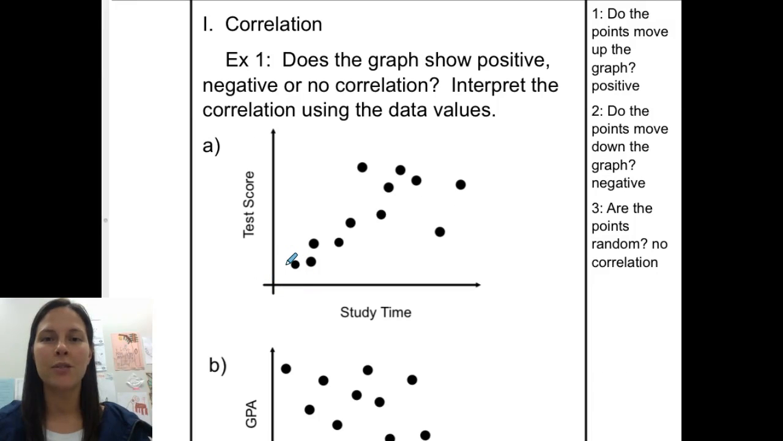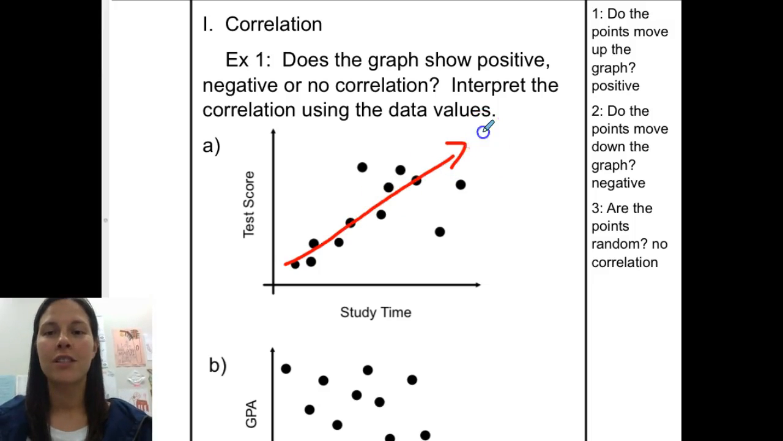Do the two data values have a relationship? We can tell based on the graph. If the points seem to be moving up, like a line with a positive slope, then they would have a positive correlation. If they seem to be moving down the graph, then they have a negative correlation. Or if they're all over the place, then they have no correlation. Our first graph, as we look at it, appears to be moving in an upward direction. So this graph has a positive correlation.